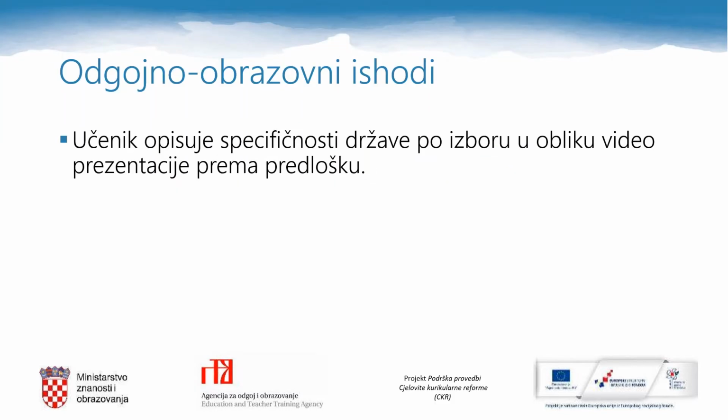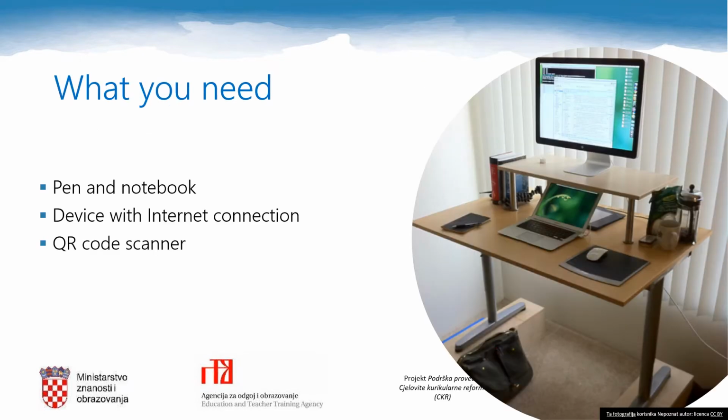Today, you will describe specific features of a country of your choice using some guidelines and a template. For the lesson, you'll need a pen and a notebook, a device with internet connection, and a QR code scanner.